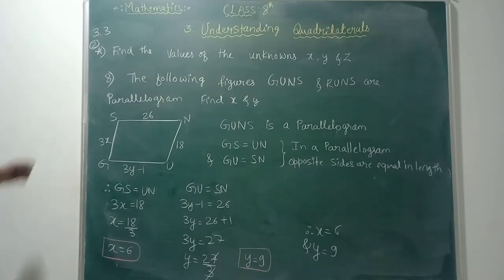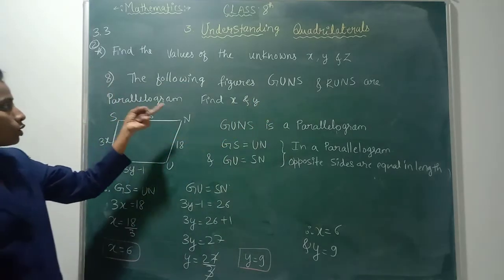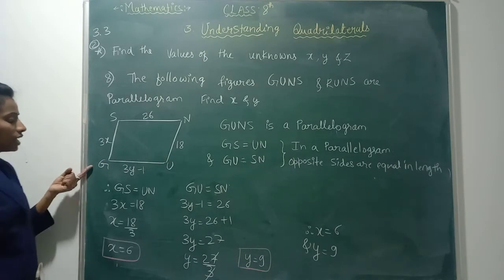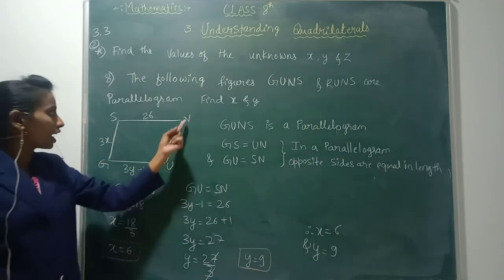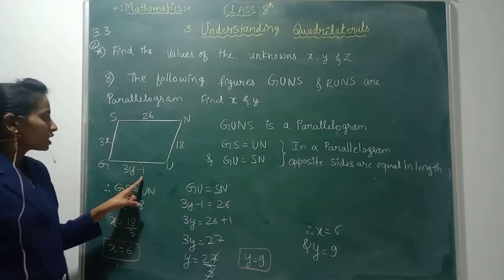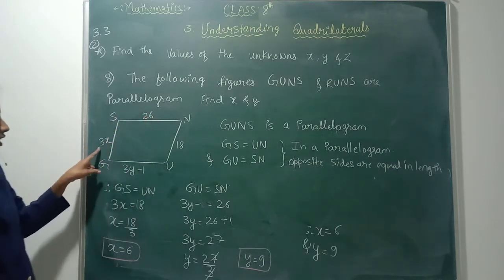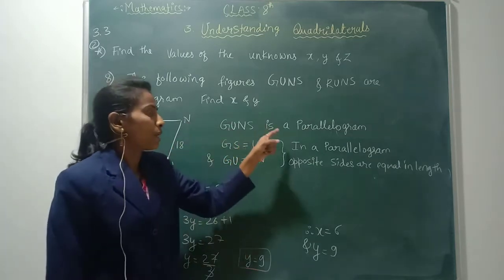So the 8th one, the following figures GUNS and RUNS are parallelograms. Find X and Y values they are given. So here it is a parallelogram. GUNS is a parallelogram, GUNS. Here GU value given is 3Y minus 1. SN value is 26. SG value is 3X and UN value is 18. So GUNS is a parallelogram.